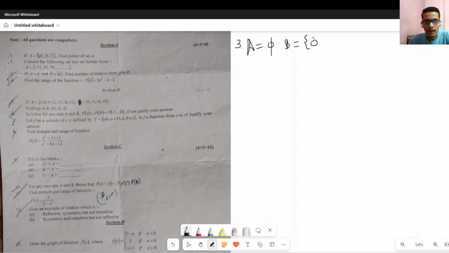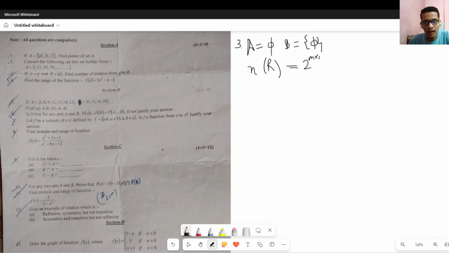Curly braces 5. Now curly braces 5 is not the empty set, it is a singleton set, that is it contains only one element, that is 5. Now the question says we have to find the number of relations from A to B. Now the formula for number of relations from A to B is 2 raised to the power 2 raised to the power m multiplied by n.